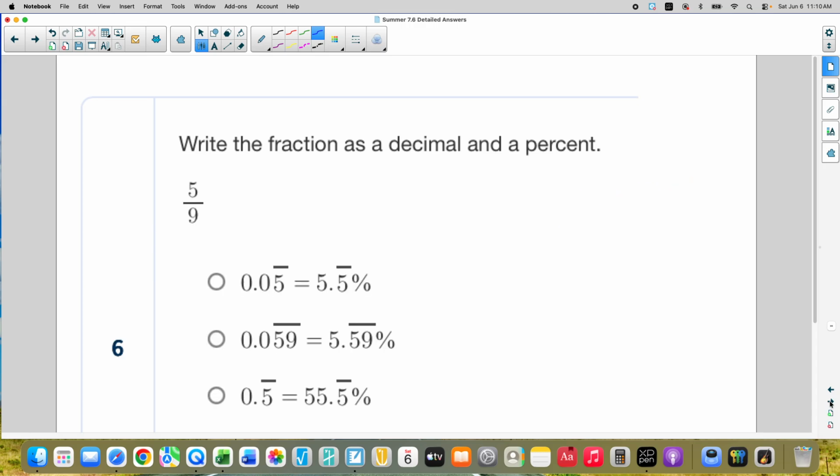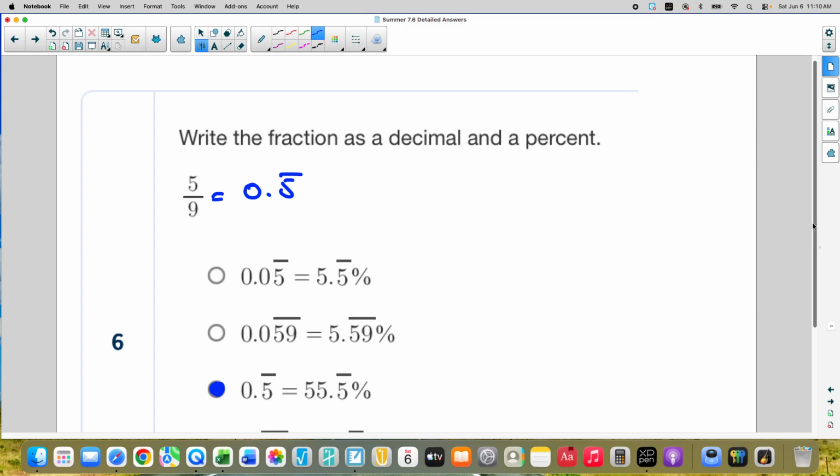Both techniques work. Write the fraction as a decimal. We know that when we have 9, that's going to be 0.5 repeating. So 1 digit, 1 9, the numerator will be what's repeating. And our answer is going to be this one.